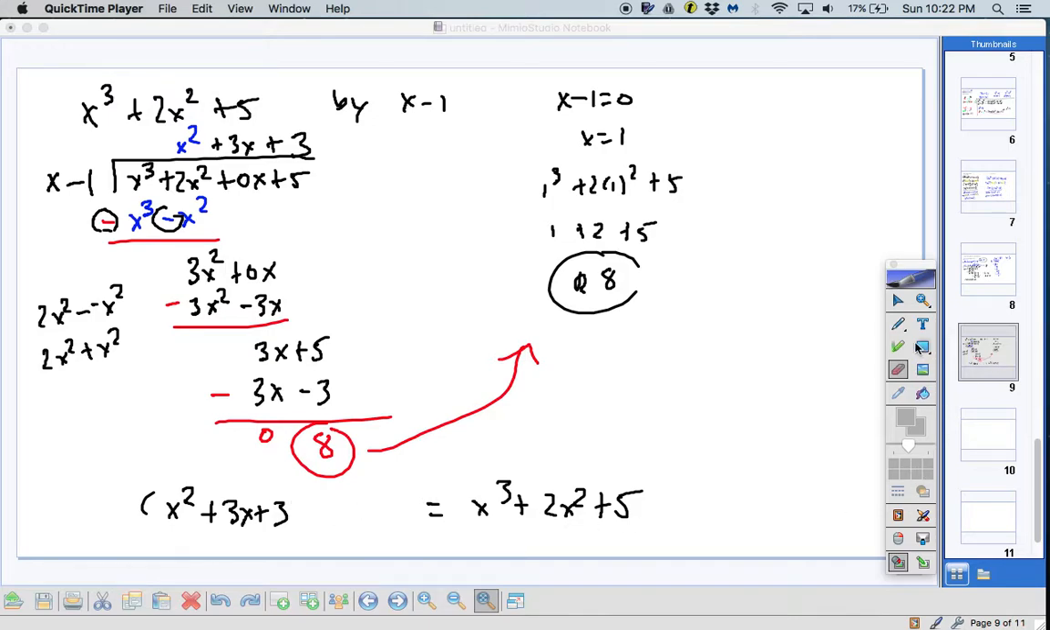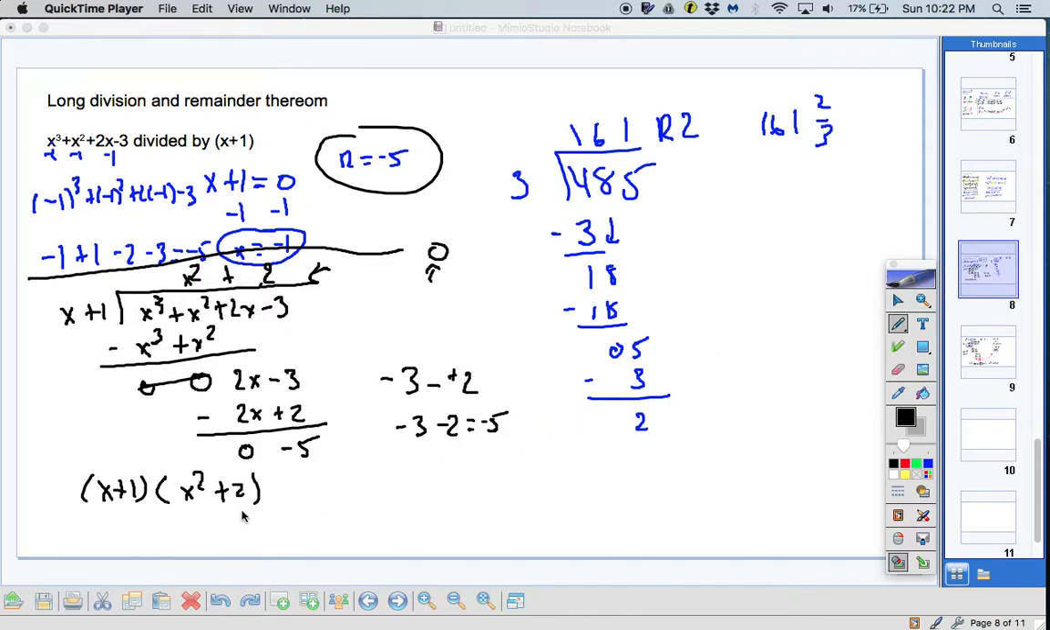So if you want to put this in here, you have to put the remainder in there. So it's going to be plus 8 over x minus 1. And then x minus 1. Don't forget the remainder. I think I forgot the remainder on the other one too. I did. Shame on me.